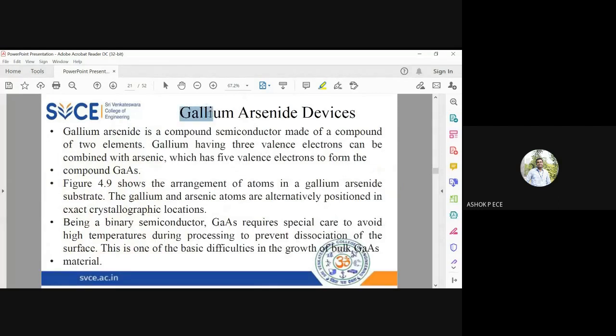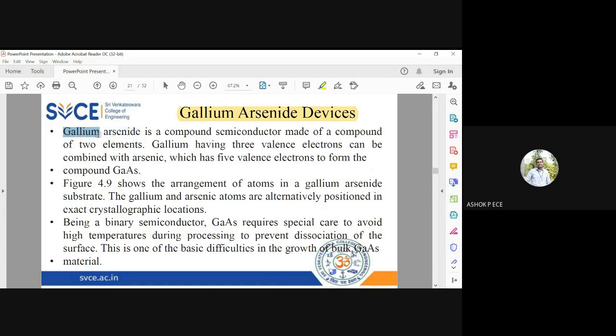So gallium arsenide devices are a special category of semiconductor devices. So far, we have seen single-element devices purely made up of silicon or germanium. But here I'm going to make a combination of two different elements. I'm going to take one from the third group and one from the fifth group in the periodic table.